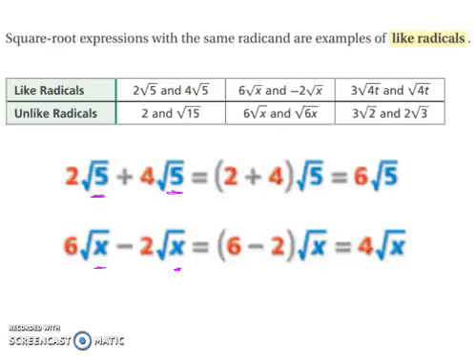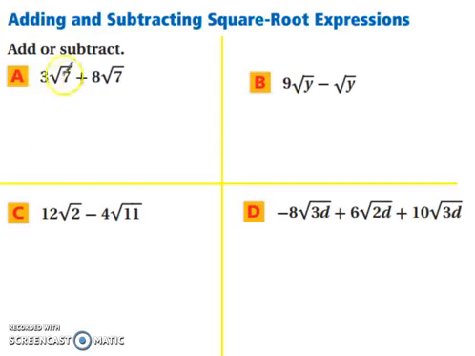Let's try a few examples. So in this first one, we have 3 square roots of 7 plus 8 square roots of 7. Our radicands are the same, so we can combine them. 8 and 3 give us 11, and we have the square root of 7.